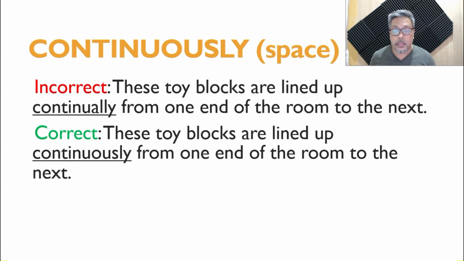Now, for an example for space, these toy blocks are lined up continually from one end of the room to the next. So we're not using the correct form there. We should be using continuously because imagine toy blocks inside a room, lined up from one end of the room to the next, and there are no interruptions. So therefore, you're going to use the word continuously for that. So I hope that is clear now.